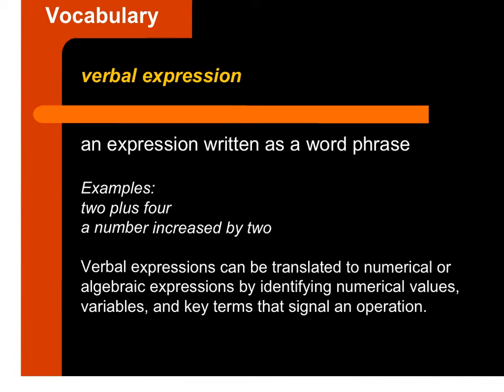So, for example, identifying numerical values, all that really means is that you are turning a word sentence into a number sentence. If we look at our example, it says 2 plus 4, so we could write that as 2 plus 4. Or the second one, where it says a number increased by 2. Well, we don't know what that number is, so we would say a number, we can call that x. Increased by is a plus, and then 2. Okay?